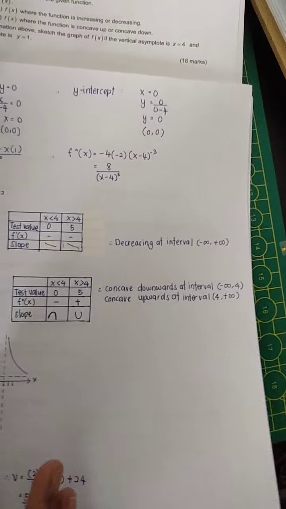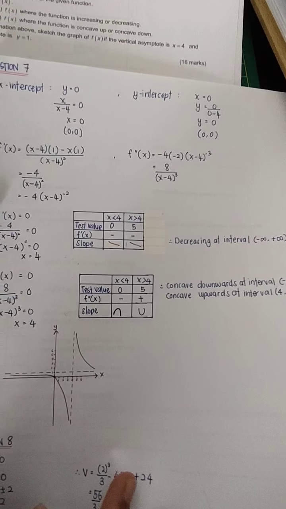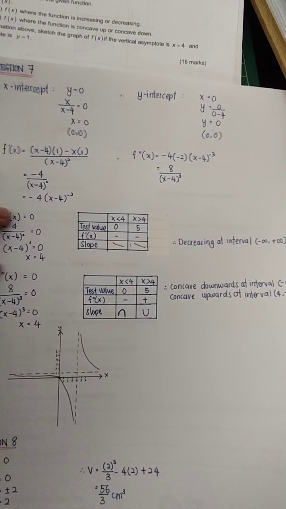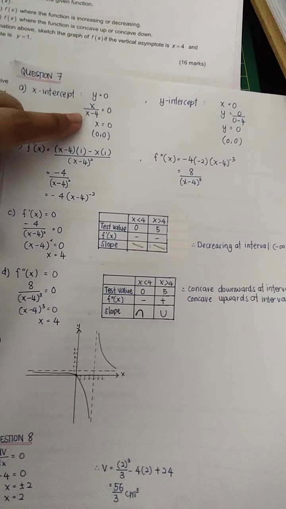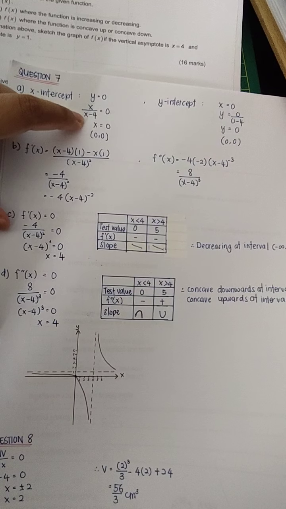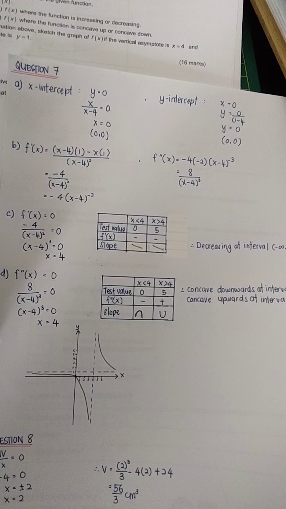Next B, find f prime x and f double prime x. So f prime x maksudnya awak differentiate sekali lah. So differentiate original which is x over x minus 4. Okay. So kalau tengok numerator dia ada x, denominator dia pun ada x. So kita nak divide. So kita kena pakai quotient rule.